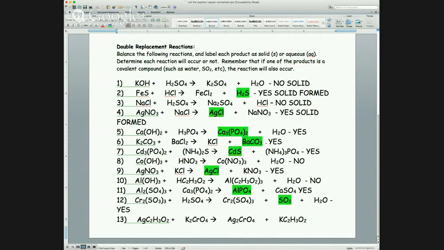All right, look at the last one. We've got silver chromate and potassium acetate. And the silver chromate definitely forms a solid. So there's your last one. Hopefully that helped you. And those are your solubility rules and activity series.